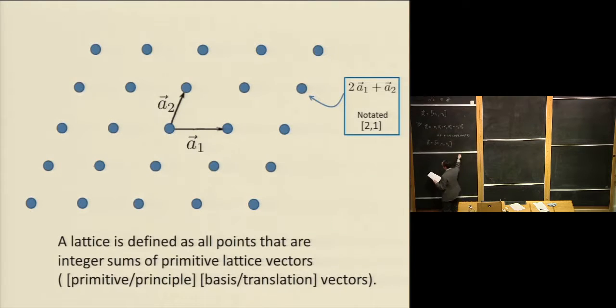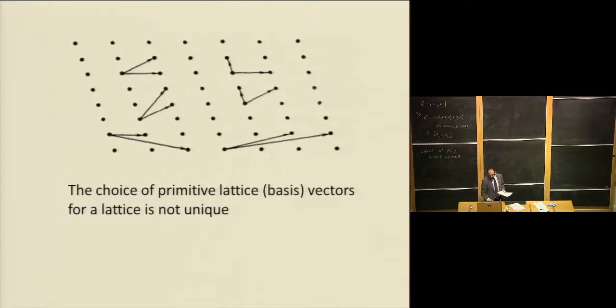One thing that you should be aware of is that the choice of primitive lattice vectors, PLVs, is not unique. So you can choose different sets of primitive lattice vectors, and they're perfectly OK. For example, you could choose these two things as primitive lattice vectors. You could choose these two things. You could choose these two things. The important thing is that any point on the lattice should be expressible as an integer sum of the primitive lattice vectors. OK? So far, so good?